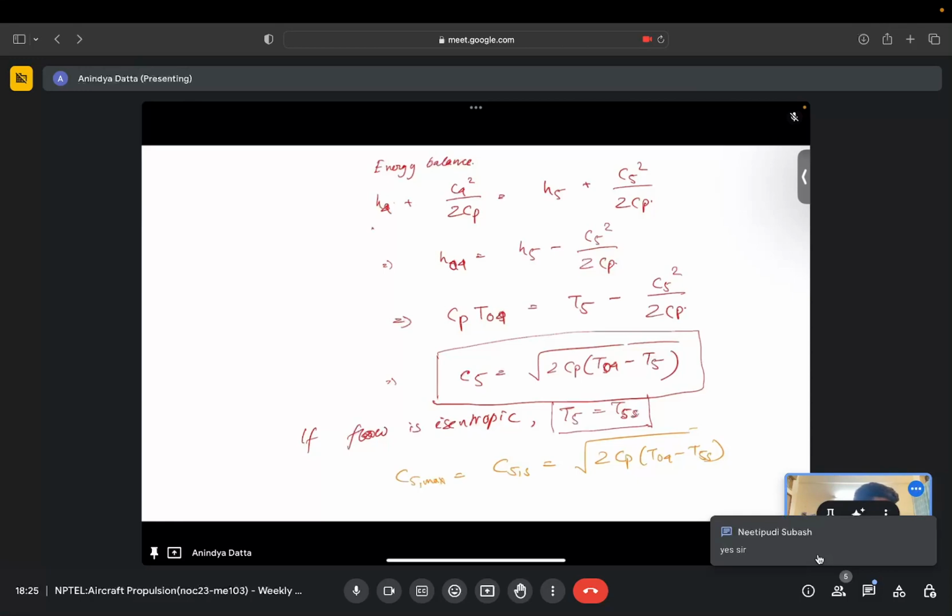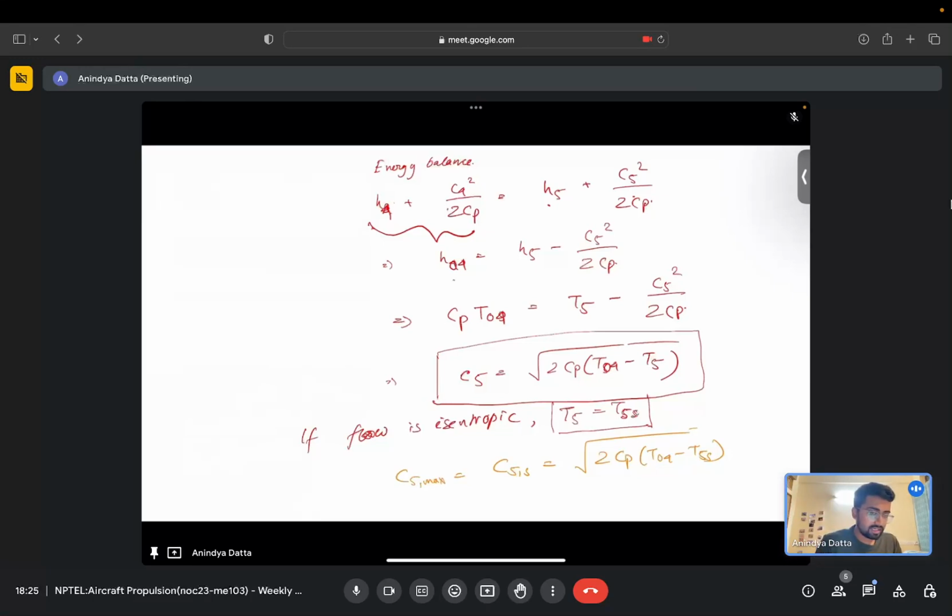Yeah, so you see this is coming from the energy balance. What you have written is enthalpy plus kinetic energy on each side. This enthalpy plus kinetic energy is equal to the stagnation enthalpy, H04. That's what I have written here, and then we represent it like this. Yeah, T04 is equal to T05.